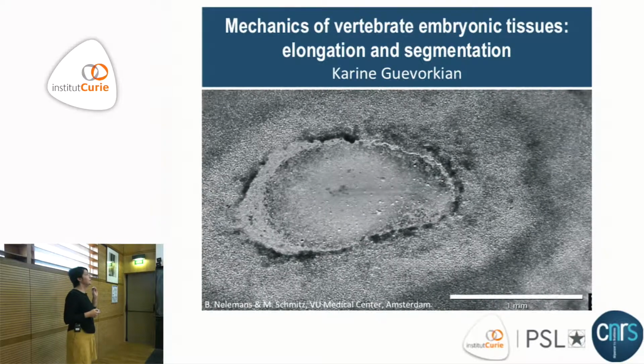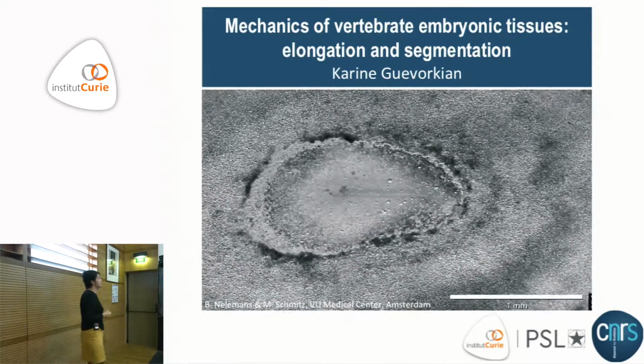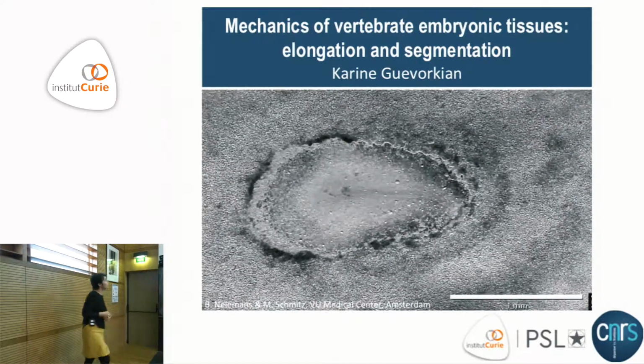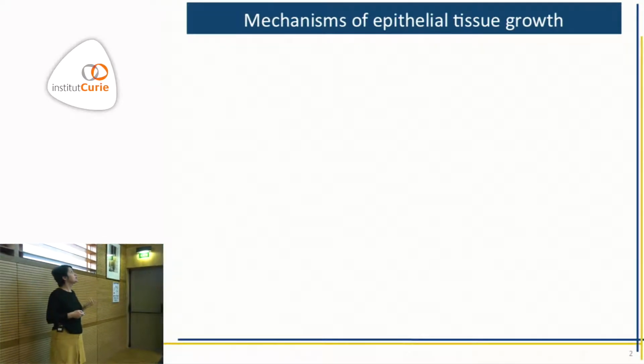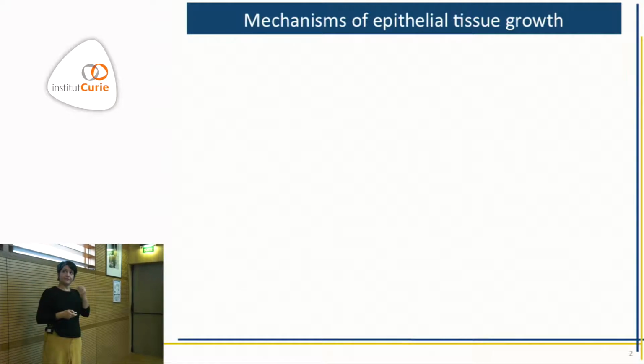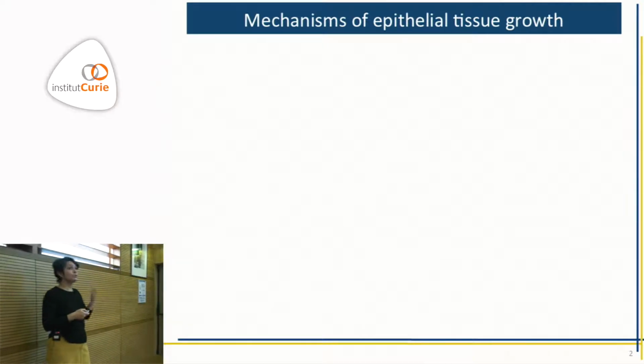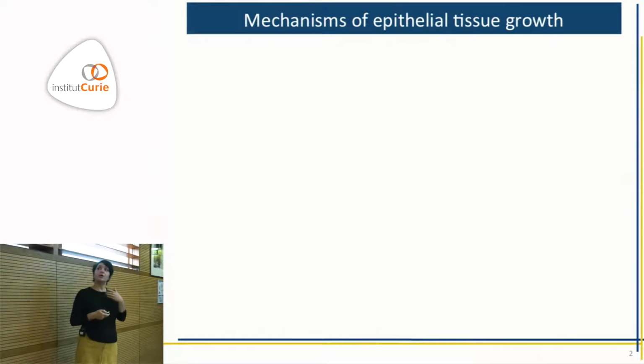growing in vertebrate embryos. So let's first look at different mechanisms that a tissue can grow. There are many mechanisms that tissues use depending on what works better for them. And most of the mechanisms that you can find in literature and have been studied are focused on epithelial tissues.